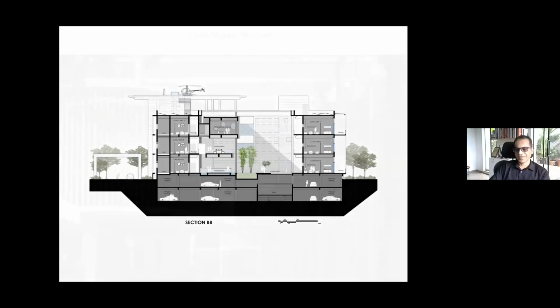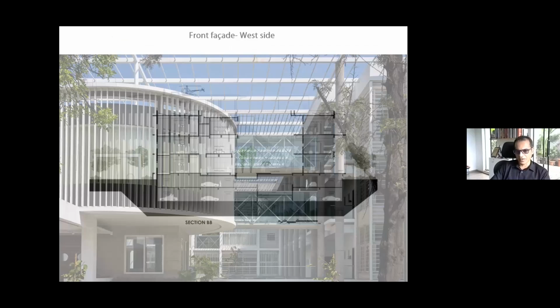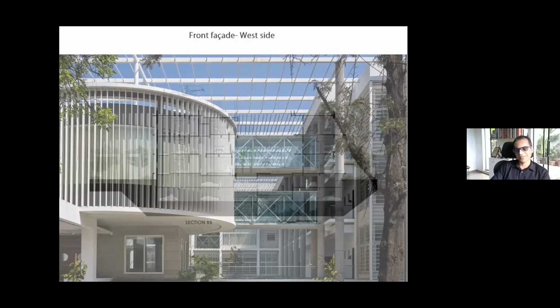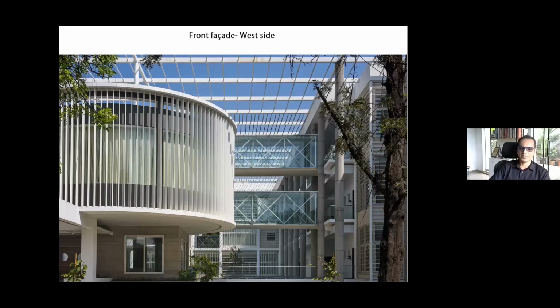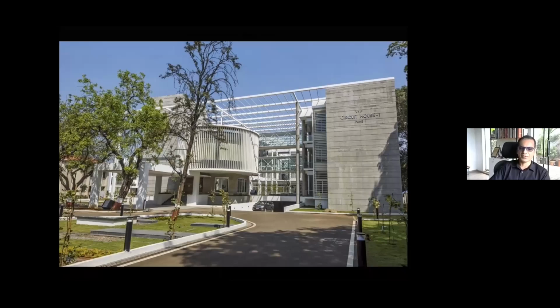So as I said, on that west side we hardly have any functions, but just one conference hall, which is treated with vertical louvers. Because on the west, the sun is inclined. So vertical louvers actually work very well for the west side. So this is the front elevation you see, which is facing west. And then, of course, all other sides you have to treat as per the climate.